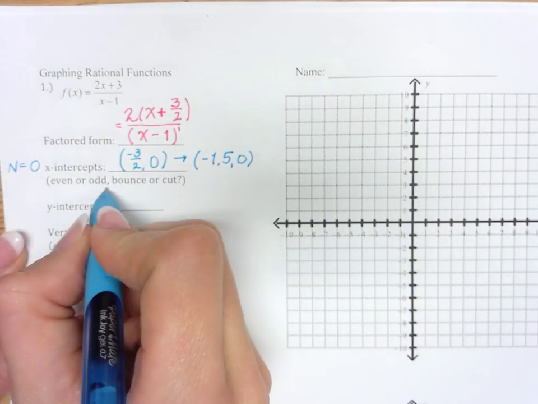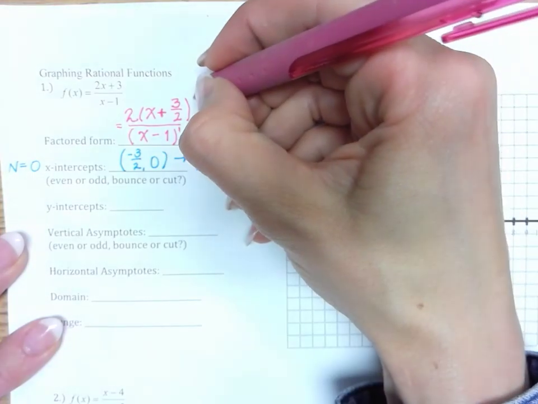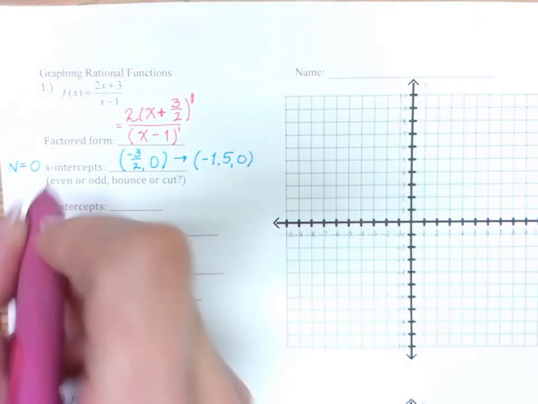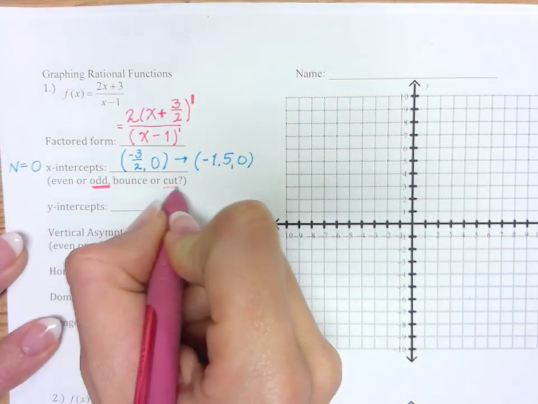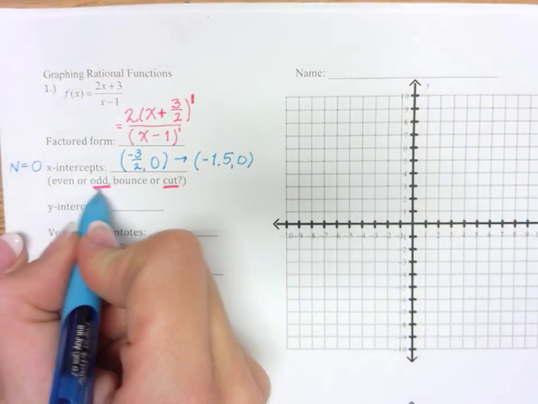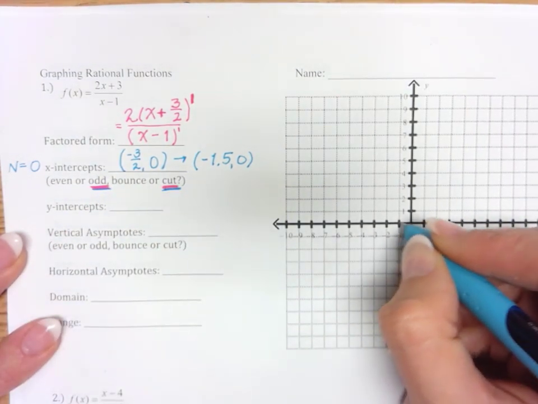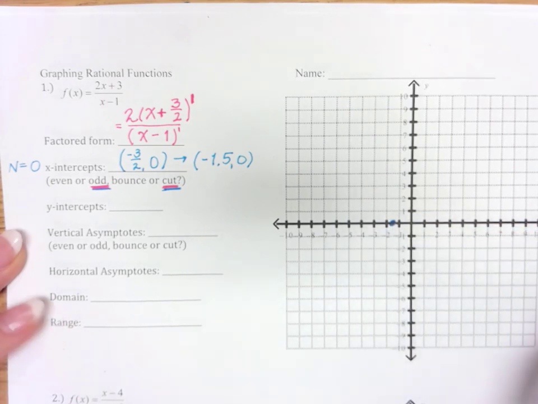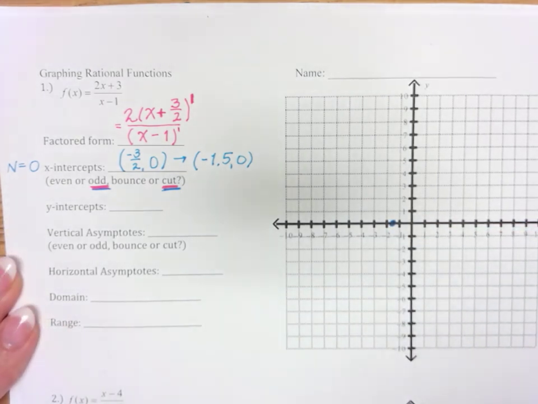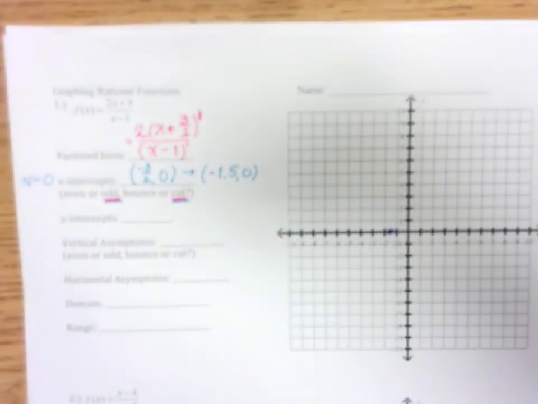Now I wrote even or odd, bounce or cut. The degree, which I forgot to put on my numerator here, is a 1, which is odd. So that means we're going to cut through the x-axis for it, okay? I guess I could have used blue since I did the x-intercepts in blue. As I find all of this information, I'm going to mark it up on my graph. Okay. From here, sorry, the focus is a little funny today.